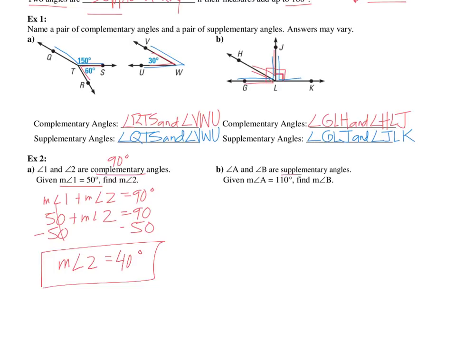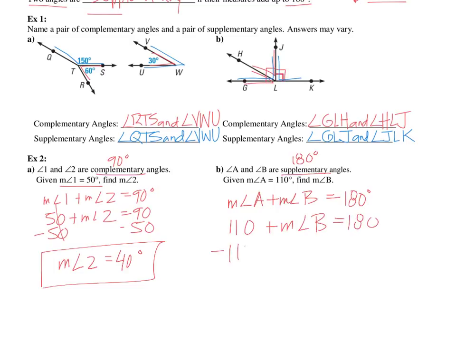All right, let's do another one. A and B are supplementary. They add up to 180. So measurement of angle A plus measurement of angle B is equal to 180 degrees. So 110 plus measurement of angle B is equal to 180. Subtract 110, and measurement of angle B is equal to 70 degrees. Done.